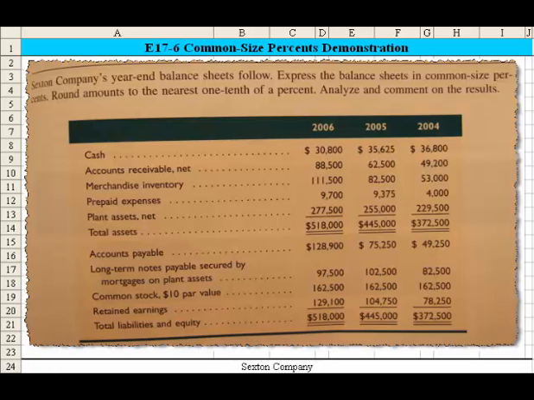Let's take a look at exercise 17-6, which is a problem dealing with comparative balance sheets that we're going to prepare using common-sized financial statements. In the brown area on the screen, you see the information for the Sexton Company, and we have some information for 3 years, the balance sheets from 2004 through 2006.